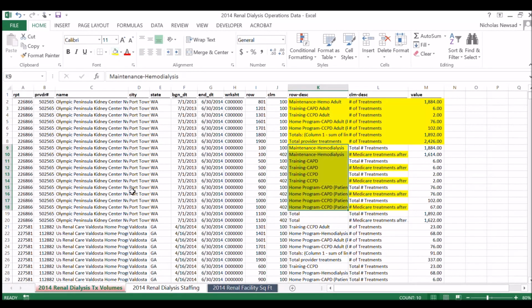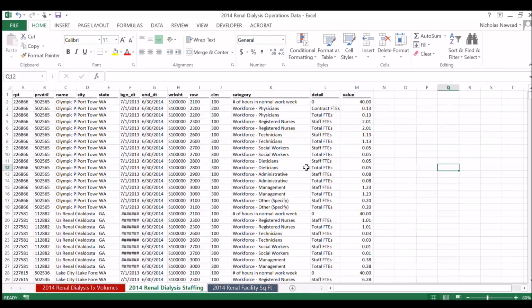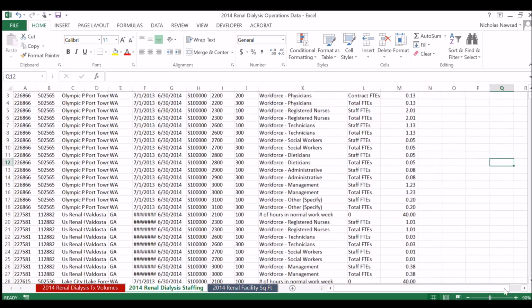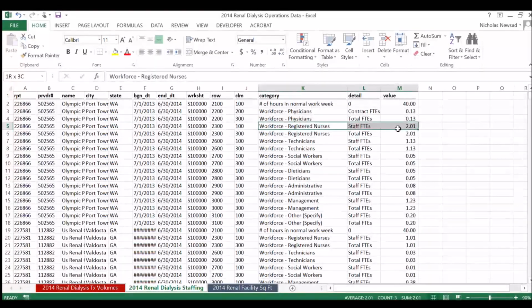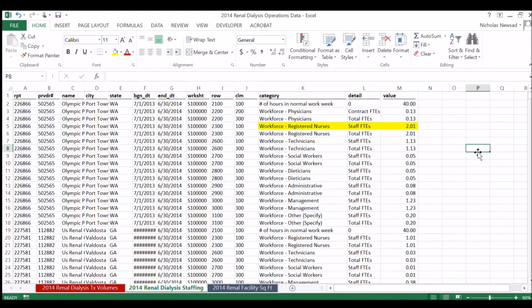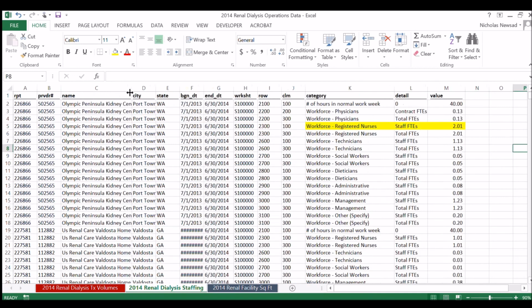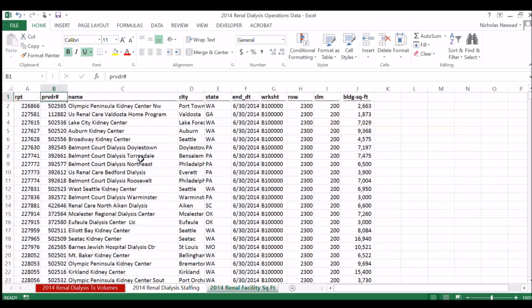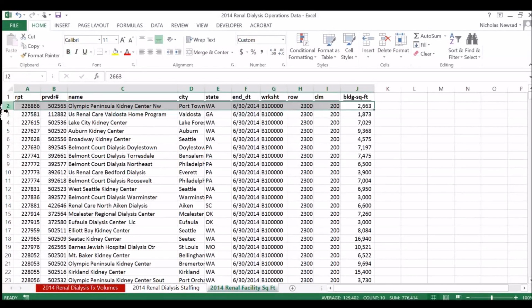and non-Medicare patients. We have renal dialysis staffing, so if you go into this tab, and this is still within the operational metric module, you're going to have the total FTE counts for different types of positions. So in this particular one, they have about 2 FTE registered nurses, and they don't use a lot of contract staff. And then the final component of the operations metric module is facility square footage.